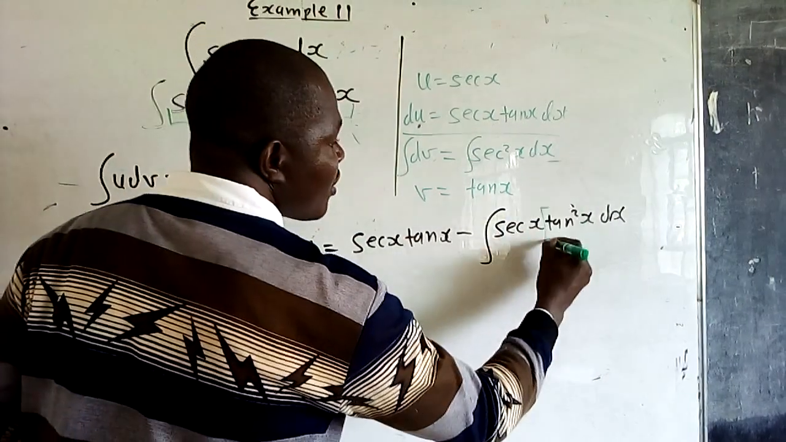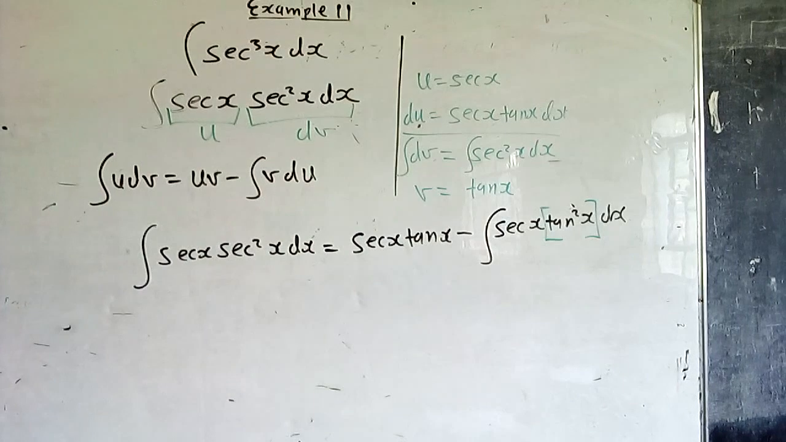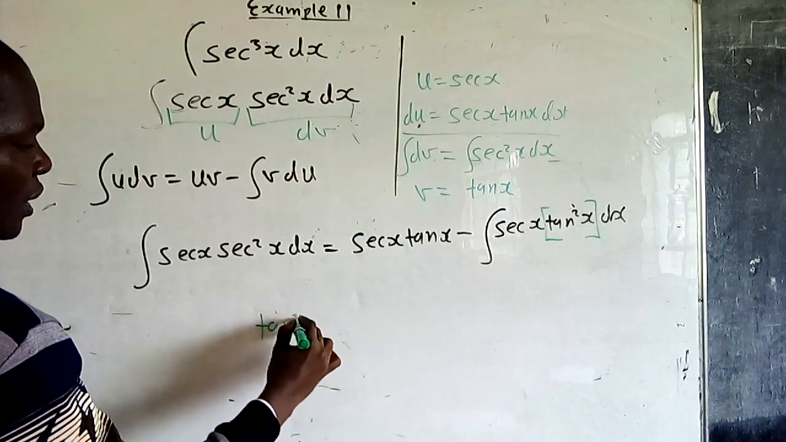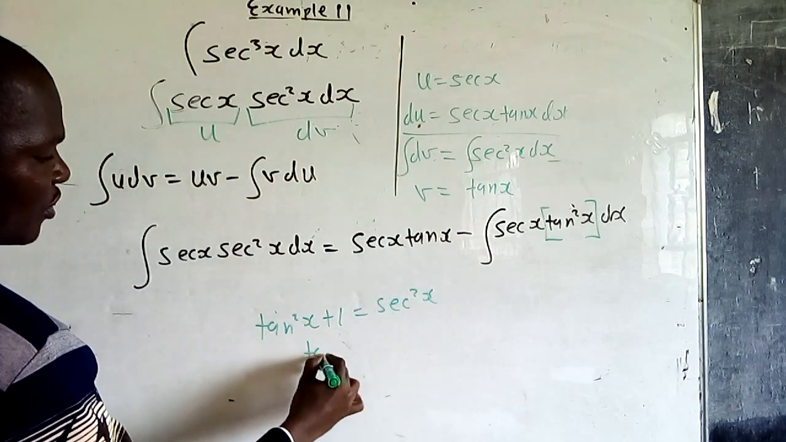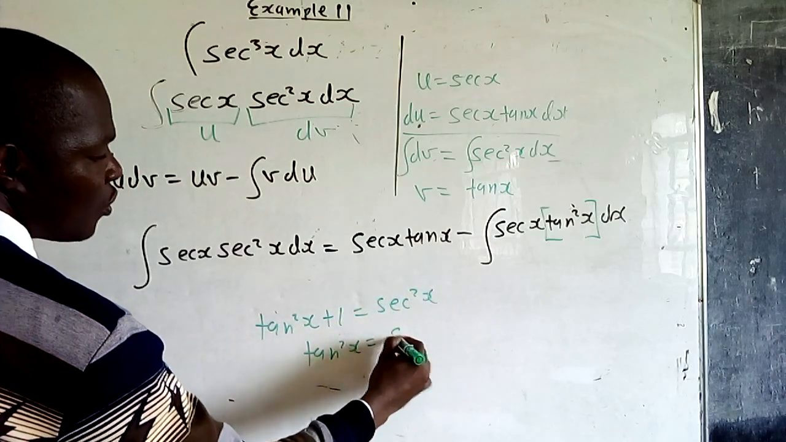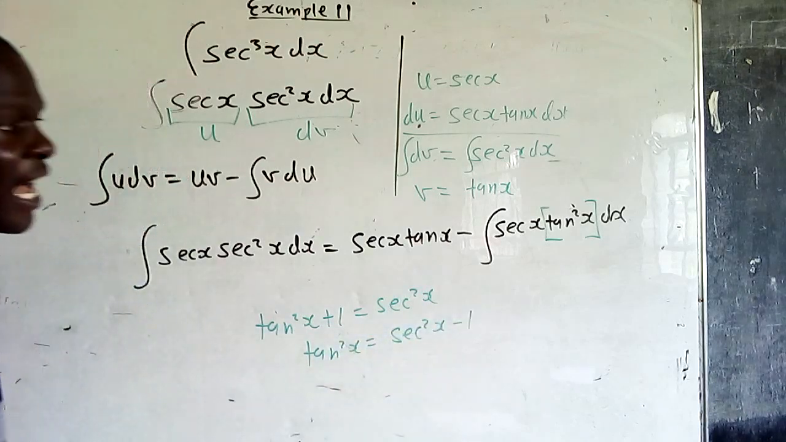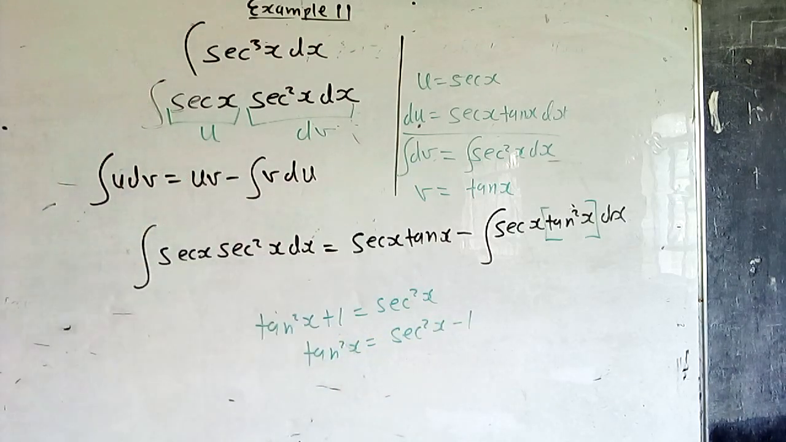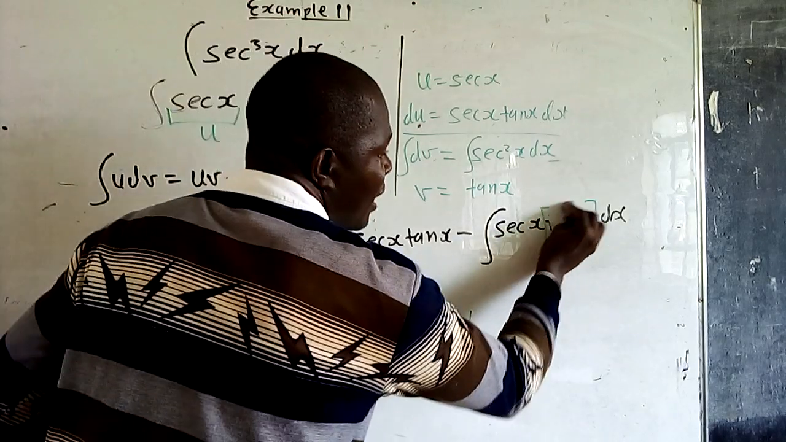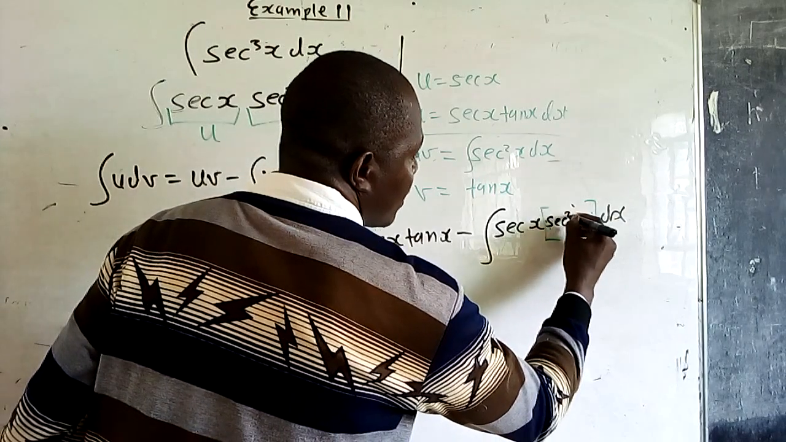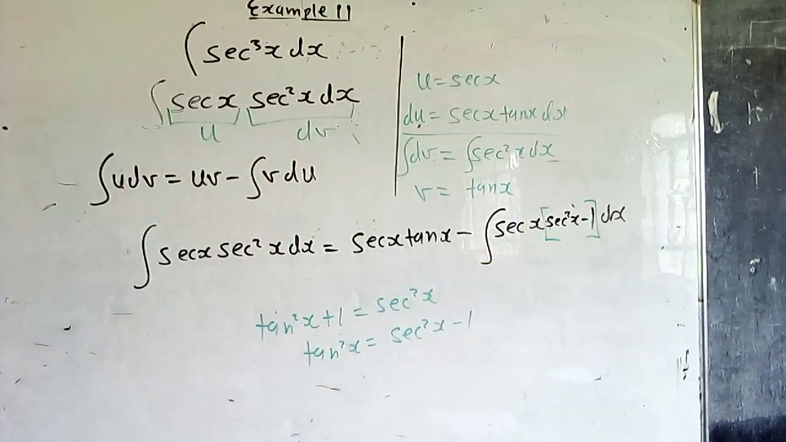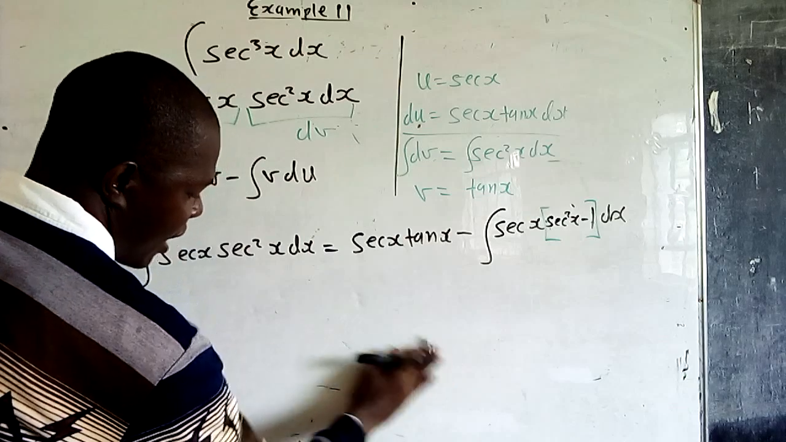Yes. Then you change this tan squared x. Remember, tan squared x plus 1 is equal to sec squared x. So it means tan squared x is equal to sec squared x minus 1. So when you have tan squared x, you put sec squared x minus 1. Are we together there?